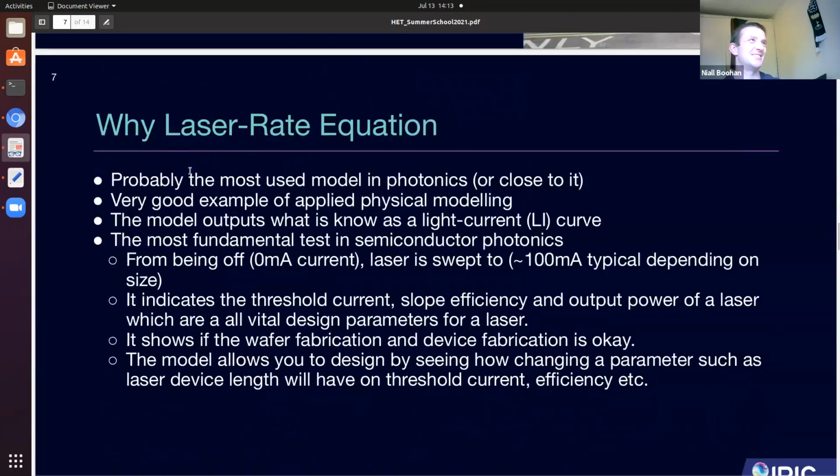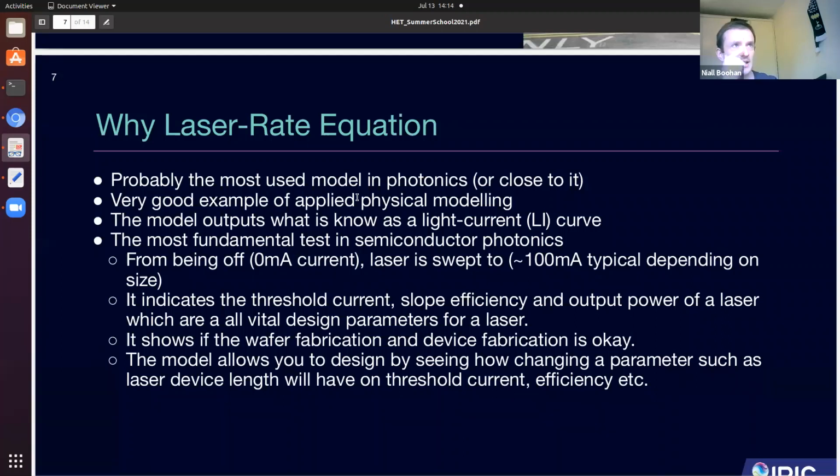Finally, right, the laser rate equation. So this is what I had sent you around in that notebook. It's one of the most used. It is probably the most used model in photonics. It's a very good example of applying a model to a situation.